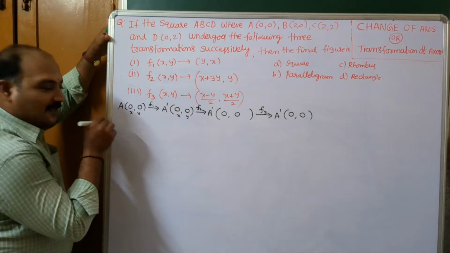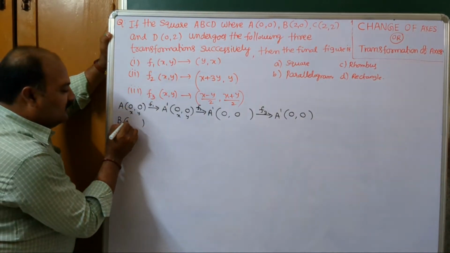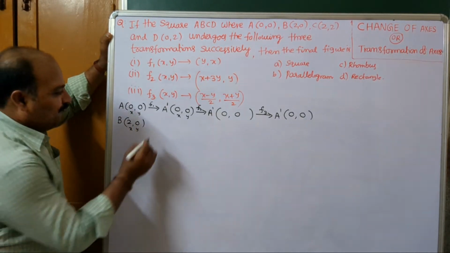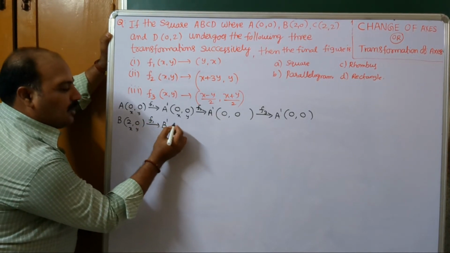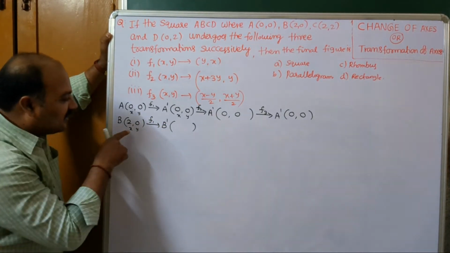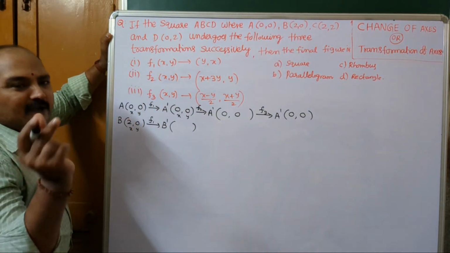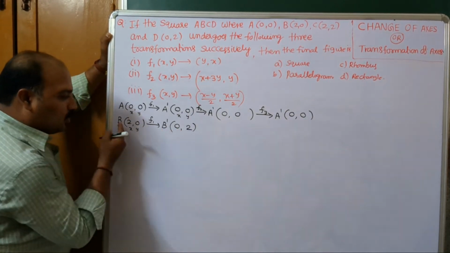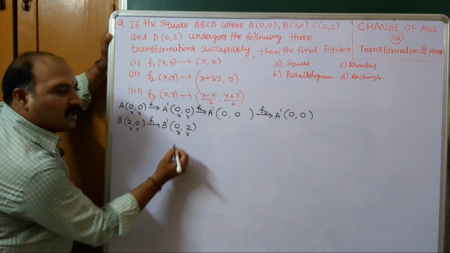Now I am taking the second one, B of 2 comma 0. This is x, this is y. I am doing the F1 transformation. In the F1 transformation, x and y variables will be interchanged. Therefore, here 2 comma 0 is there, here 0 comma 2. It will be interchanged. Now it will be x comma y.